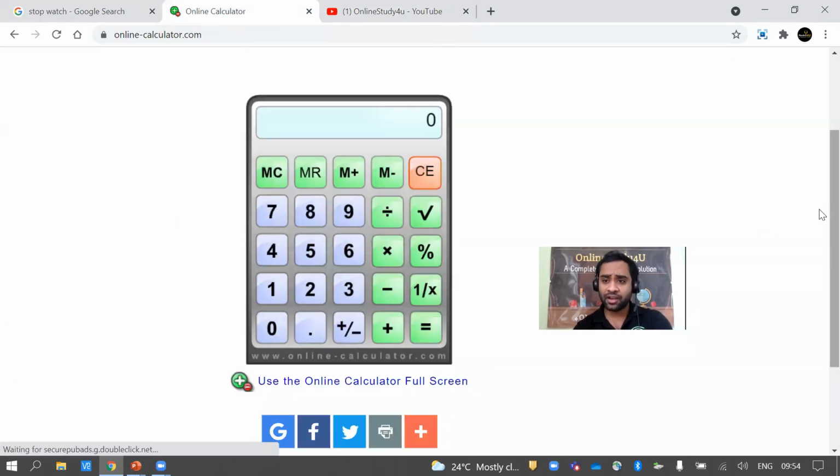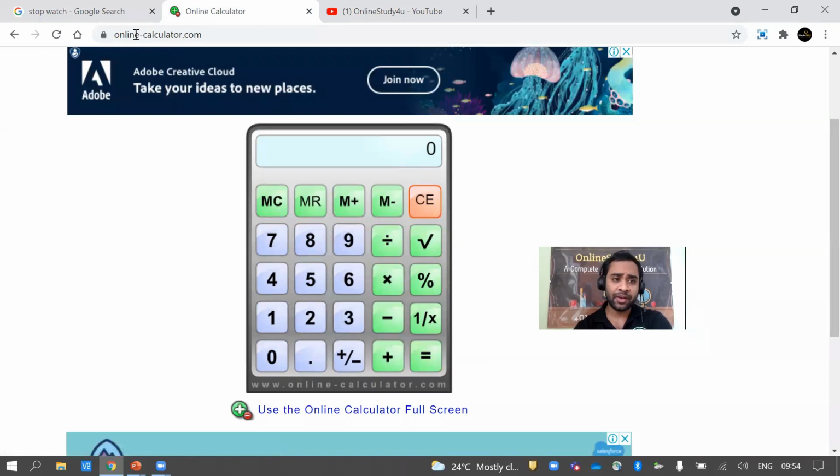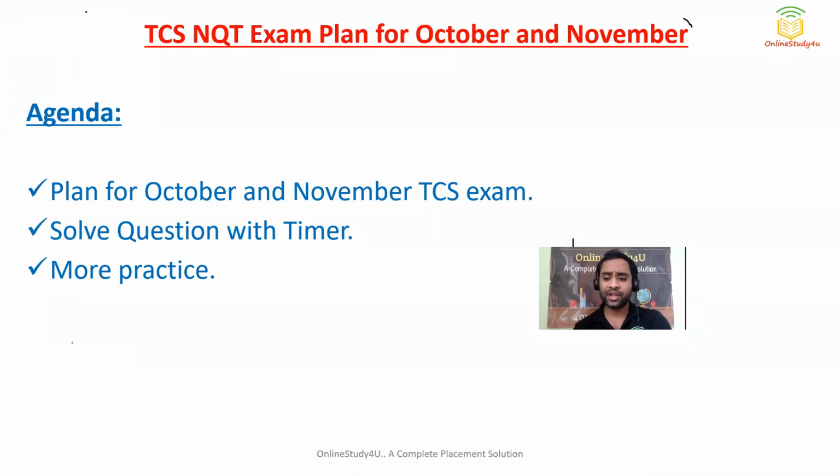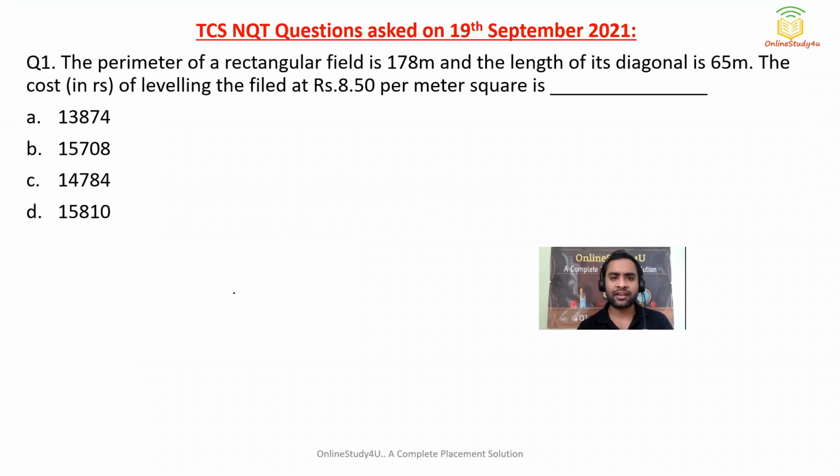We will be using an online calculator and a stop timer, all those things, and then we will be solving the questions. I will also discuss how you should plan for your October and November TCS examination, and how much practice you need to do. But before that, let us start with question number one. Question number one was from the topic mensuration.